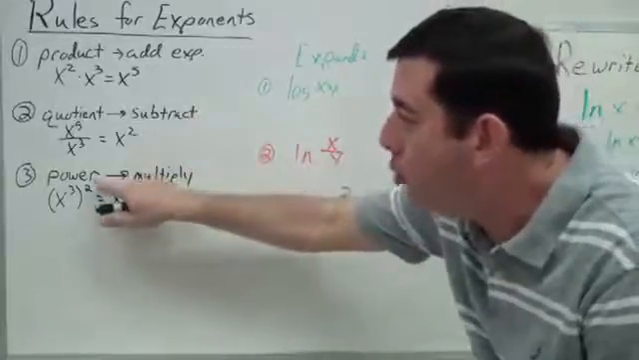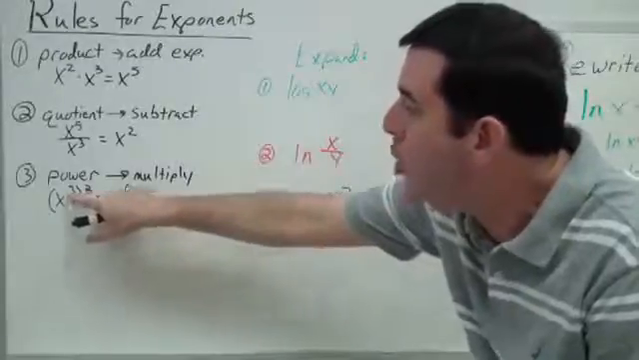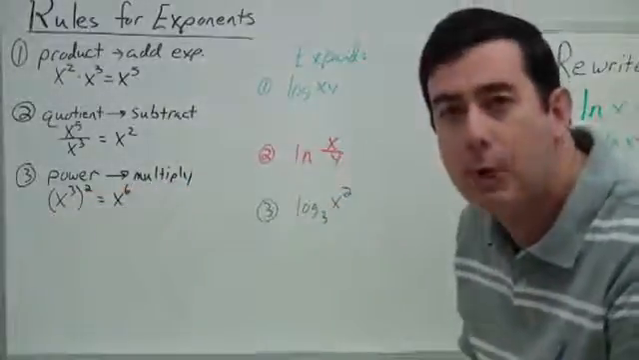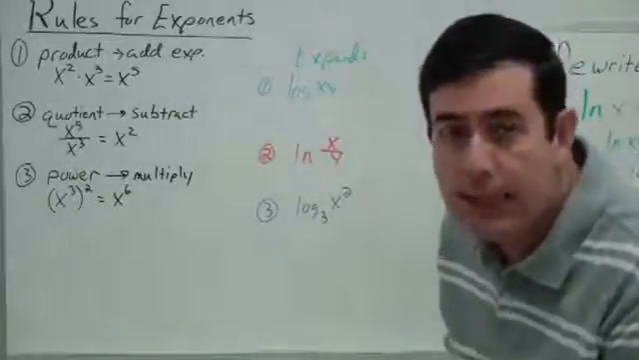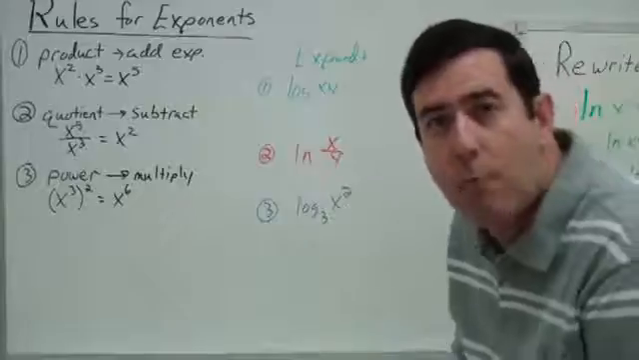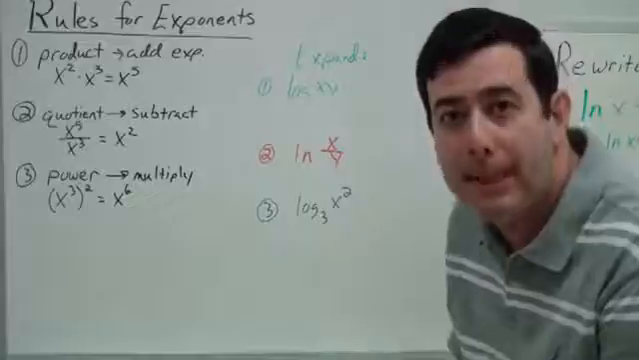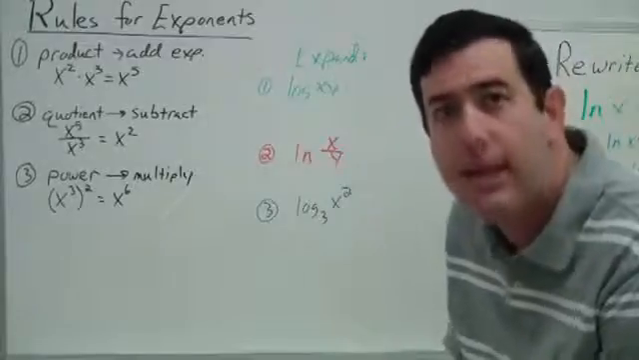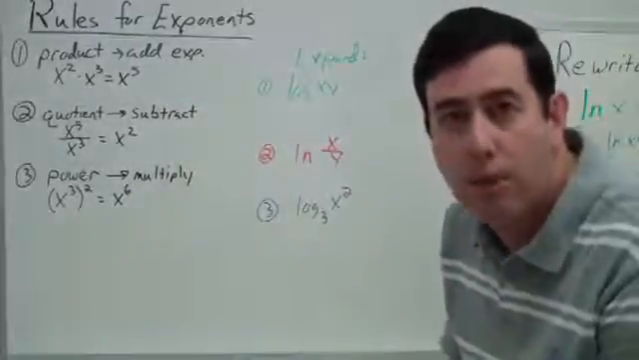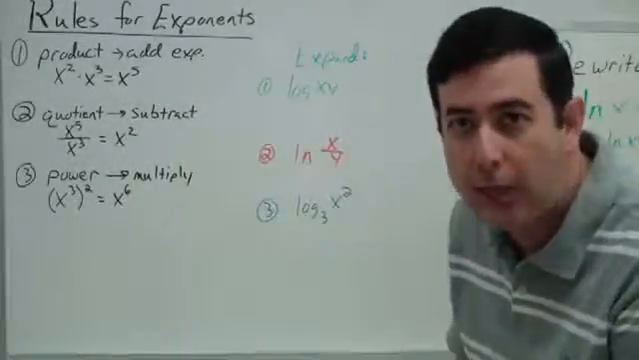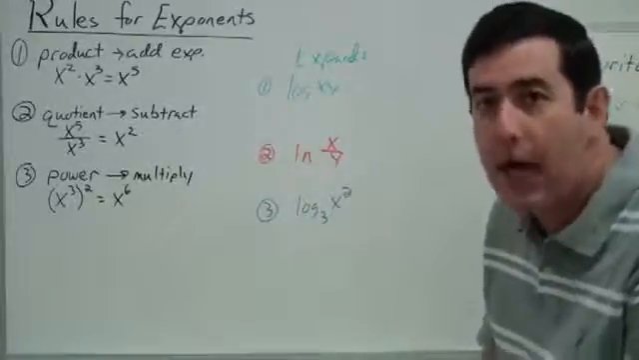Then the power rule says if we're raising an exponent to another exponent, you're going to multiply your exponents together. There are two other exponent rules. 0 as an exponent, anything to the 0 power is just 1, and negative exponents tell us that the base it's attached to is misplaced and should move across the fraction bar. But these three are the most important to help us with logs. Now let's look at an example of how to expand logs.